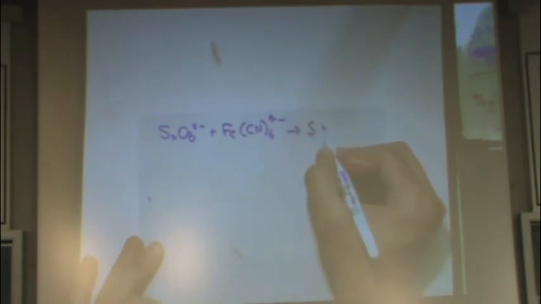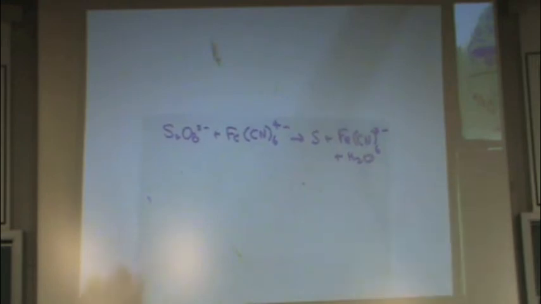S2O8 2 minus plus Fe(CN)6 4 minus goes to S plus Fe(CN)6 3 minus plus H2O. And the question is, balance it. Which one's oxidized, which one's reduced, and balance it in acidic conditions is what it's asked for here.